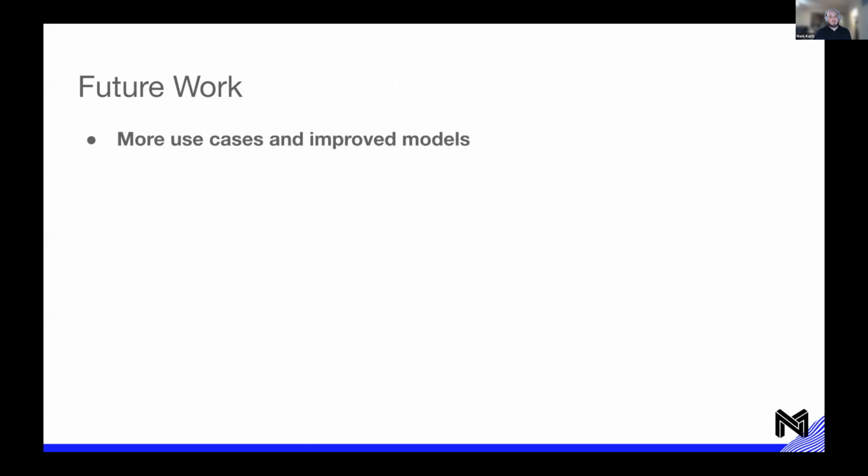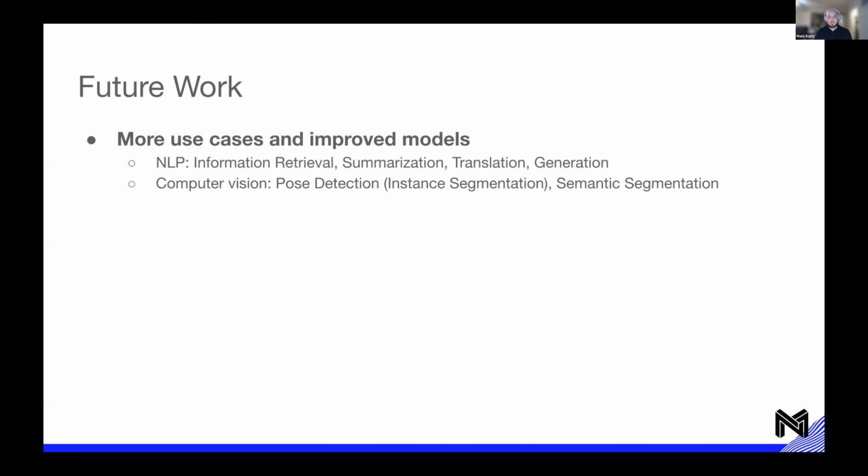And then just real quick, calling out some future work. We have more use cases and improved models coming out. On NLP, we have information retrieval, summarization, translation, generation. Generation is what you see a lot for the large language models, where you can have it generate a ton of text. It's really useful for content augmentation. So you have it write while you're typing along, you can have it give hints as to what you want to do, as well as auto code completion, really popular with Copilot through GitHub. And then computer vision, we have pose detection, semantic segmentation. So these go a little bit further, trying to classify essentially every pixel in the image rather than just putting bounding boxes around the interesting objects.